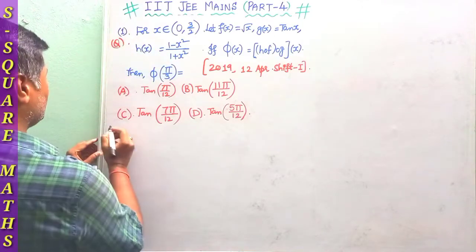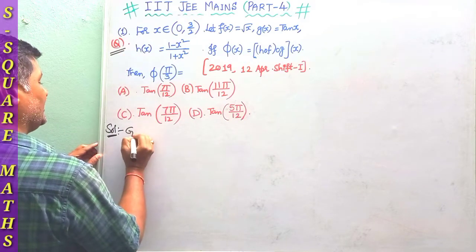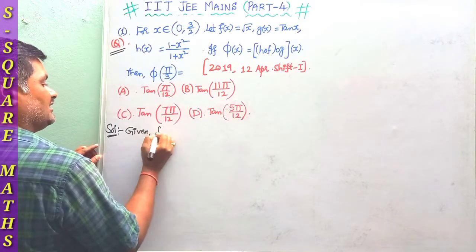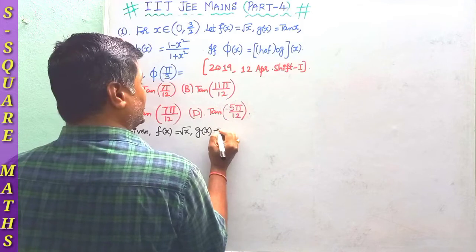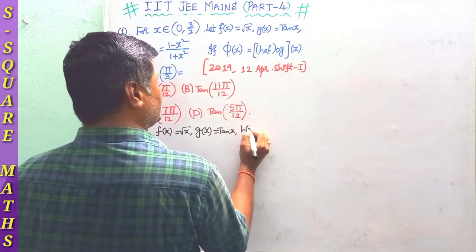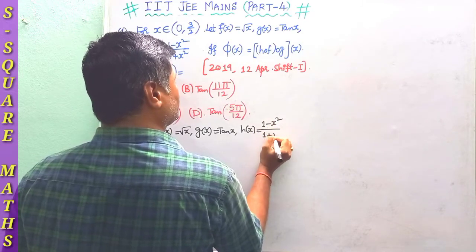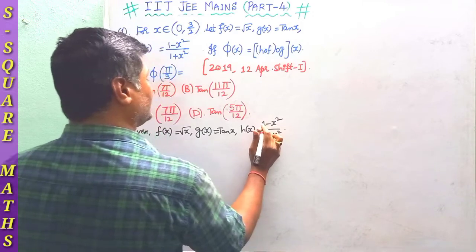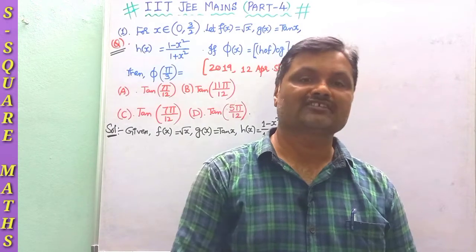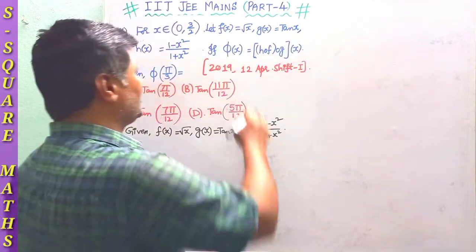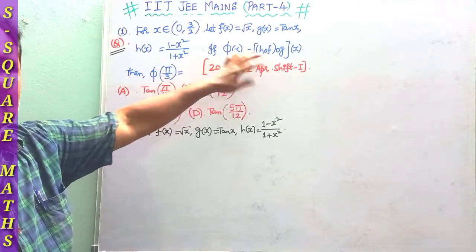So here is the solution. This is the first question. Given f of x is nothing but root x, g of x is tan x, and h of x is nothing but 1 minus x square by 1 plus x square. These are defined under the closed interval 0 comma 3 by 2. Now we have to find phi of pi by 3, where phi of x is defined in this way.